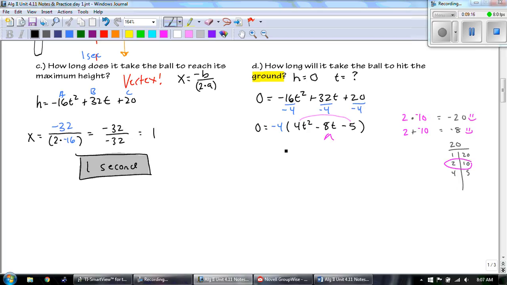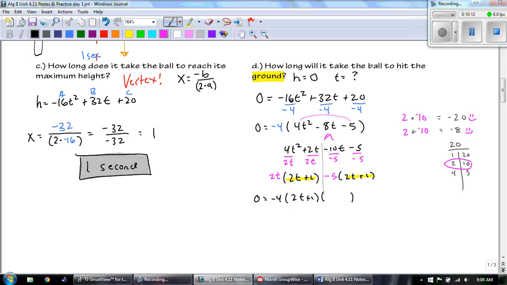So we're going to split that middle term. So we get 4t squared plus 2t minus 10t minus 5. I'm going to split that up and take the GCF out of the first group, which is a 2 and a t. The 2t comes out front, and we're left with 2t plus 1. Now looking at the back, I can take out a negative 5. And then we're left with 2t plus 1. And I know I did it right because these match. Okay? So as I start pulling everything together, we have our GCF that we took out, the 2t plus 1, and the 2t minus 5.